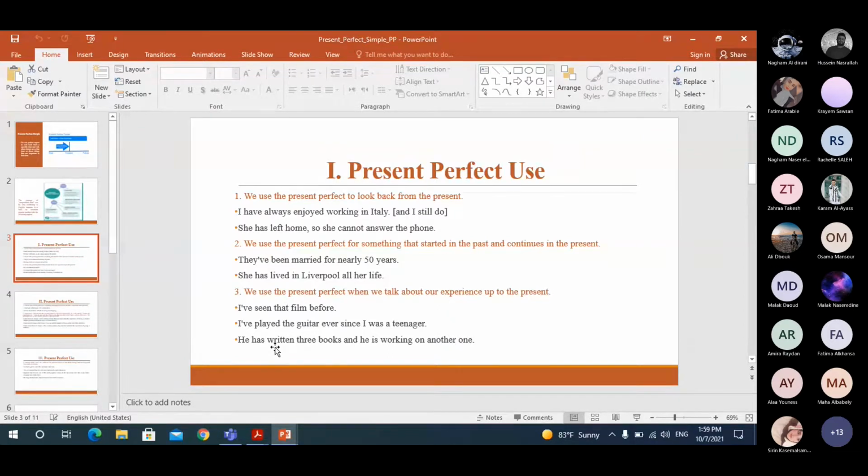Since can introduce a phrase, and I can put a more definite time, for example since 1920, since 1999, since 2000, since 2012. And it can be followed by a phrase or a clause. If it is followed by a clause, the verb in the clause must be simple past. Okay? Clear?